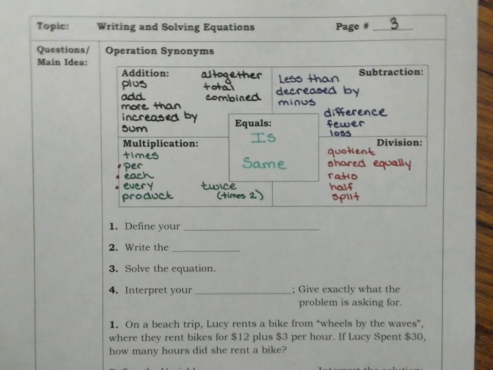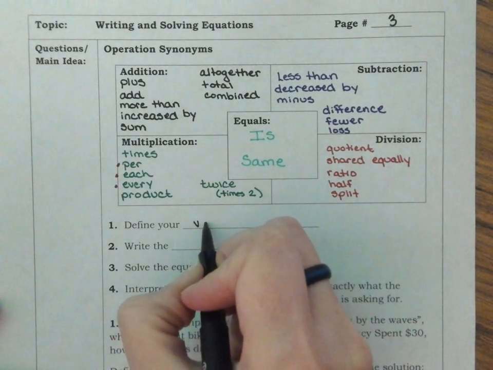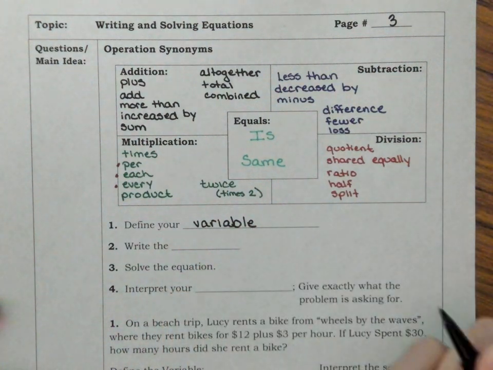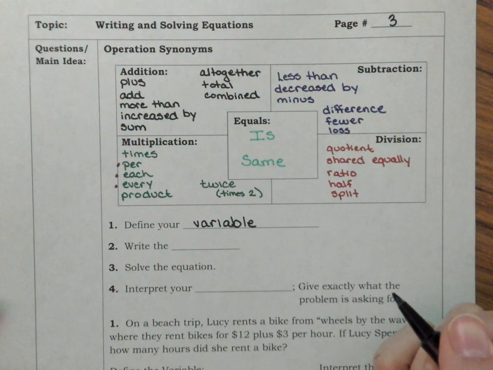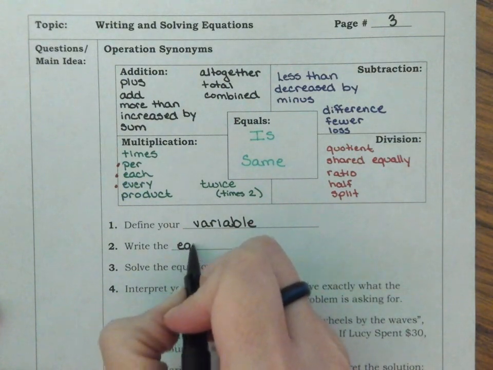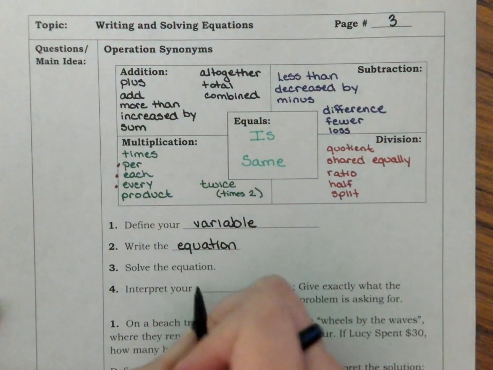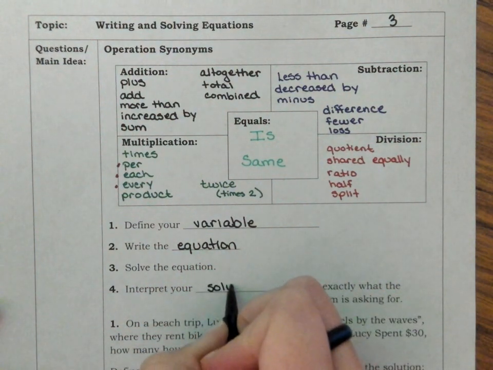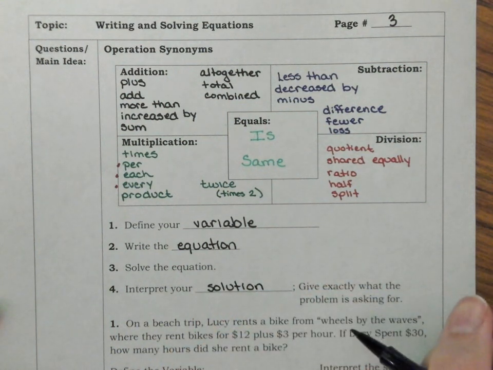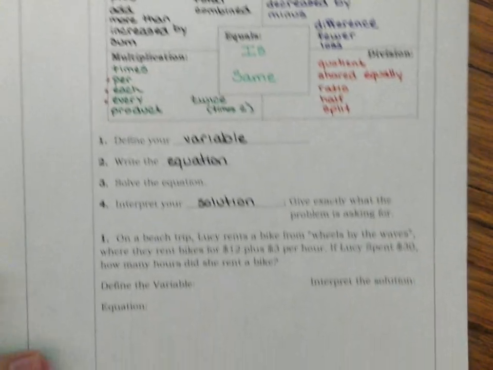So our notes here, in order to write an equation, we first need to define our variable. We're only going to be talking about one variable for each of these problems. And then we will write the equation, solve the equation, and interpret our solution. That means that we'll tell exactly what the problem is asking for. We'll be specific to the problem.